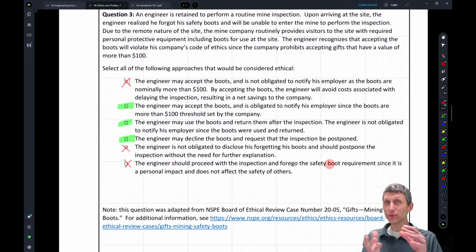Do you catch that? Let's say there's a boulder or something that falls on your toe and you can't walk out of the mine. What happens? Guess what? Your safety now is dependent on other people to get you out of the mine. So your safety is important. You can't just forgo your own safety in order to make things work. So that would be considered unethical.